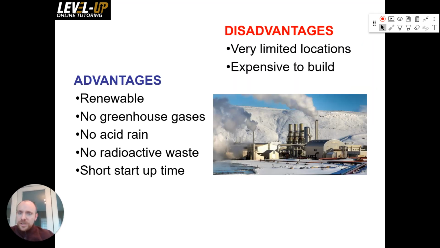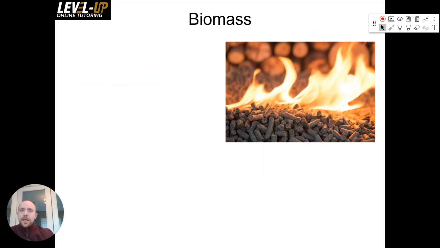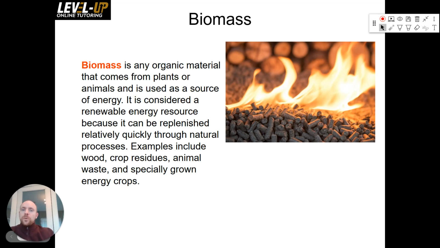But yeah, just can't be used in many places, unfortunately. Okay, biomass is the most similar to fossil fuels, which we'll look at in the next video. Biomass is where we use burning, but we're not burning fossil fuels, we are burning any other organic material. So things like trees, wood, plants. We can make biofuels out of plants, we can make ethanol out of plants and burn that ethanol. We can use animal waste.